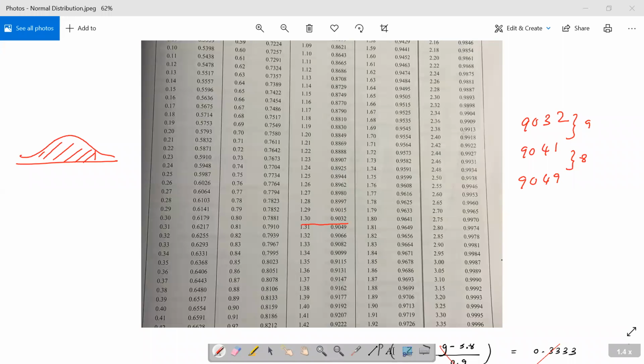Take the closest value, children. Take the one whose gap is the closest. So 1.31 is the value that is the closest from the table. Okay. So 1.31. Are you guys okay with it? Let me know if you all have to ask anything. 1.31 is the closest value.